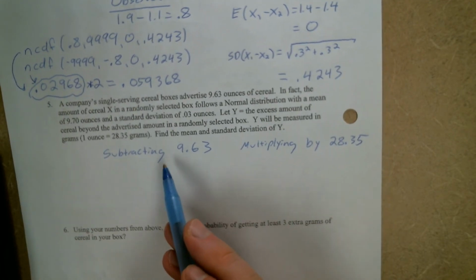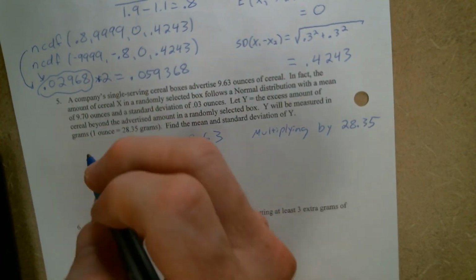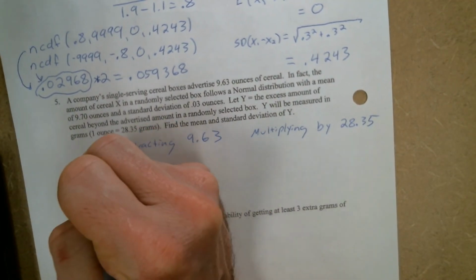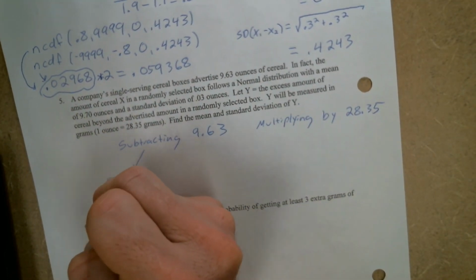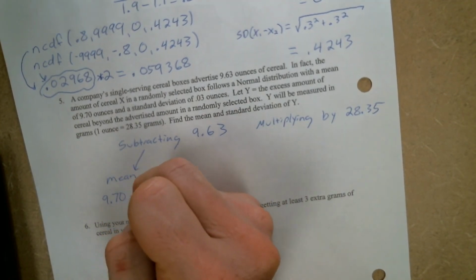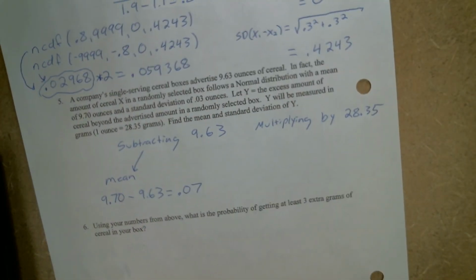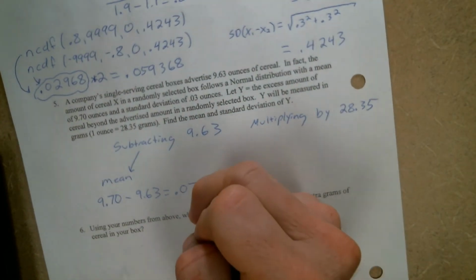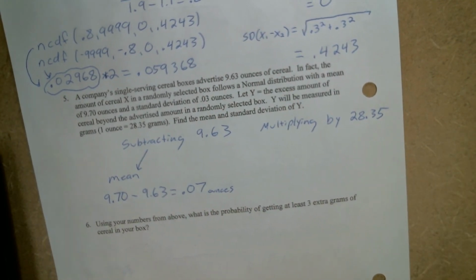So the subtraction is only going to affect the mean. All right, so this is only going to affect the mean. And the mean is going to go from 9.70 ounces to 0.07 ounces. All right, so this one is still in ounces. The standard deviation doesn't change. All right, it is unaffected by adding and subtracting constants.